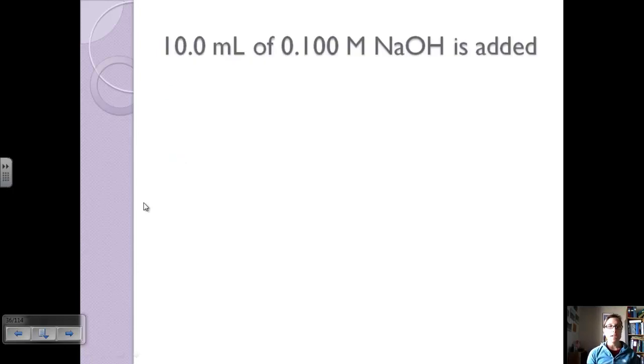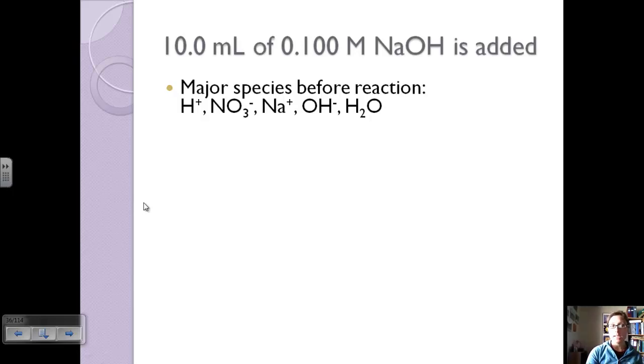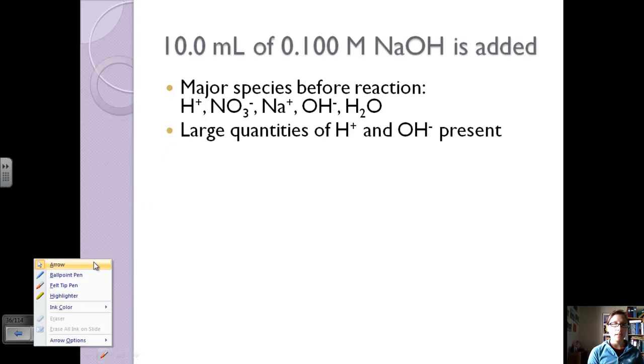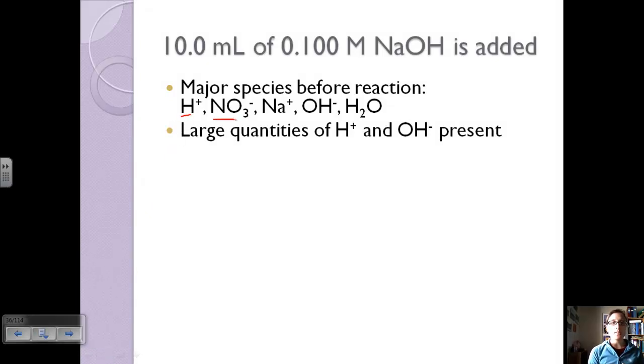Okay, so now we're going to start titrating. We're going to start adding small quantities of the NaOH. And so first we're going to add 10 milliliters. So before the reaction, we have the two parts of our acid. We know that we have the H+ and the NO3-. We know this base is strong, so it dissociates, and then we have water. Also notice that we have large quantities of the H+ and the OH- present. So we talked about how before that these types of problems are going to just dissociate into the H+ and the OH- going to just water.